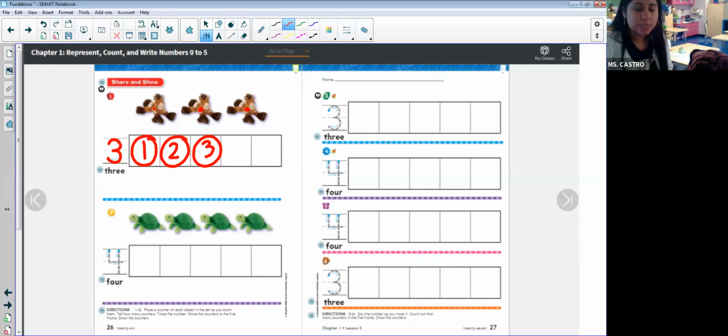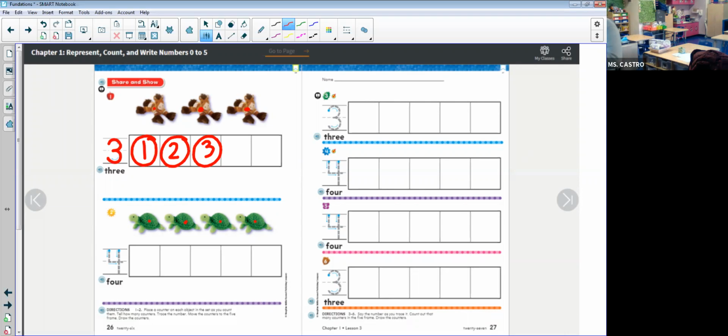So now we're going to go down to the bottom of the page where you see the yellow sun with the number 2. So here they want us to count a different type of animal. Turtles. It's probably Tommy Tortoise from our fable that we just heard in reading. So we're going to count the turtles here on the page. 1, 2, 3, 4. We counted 4 turtles.